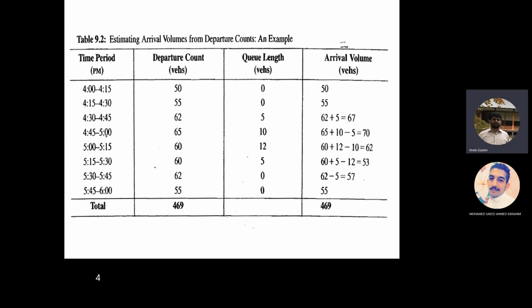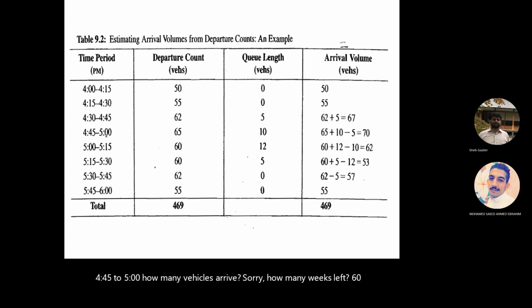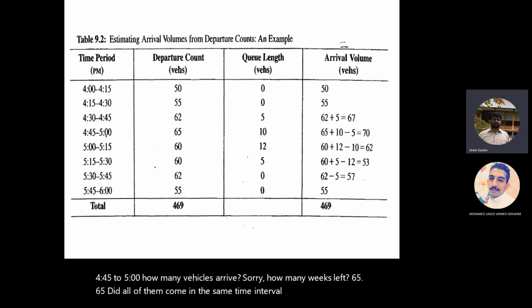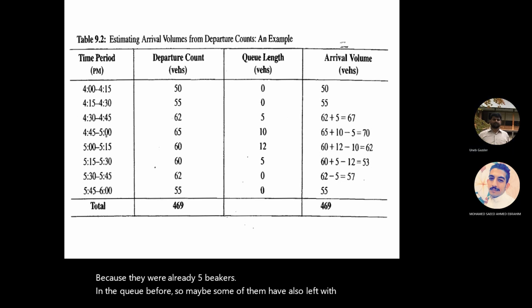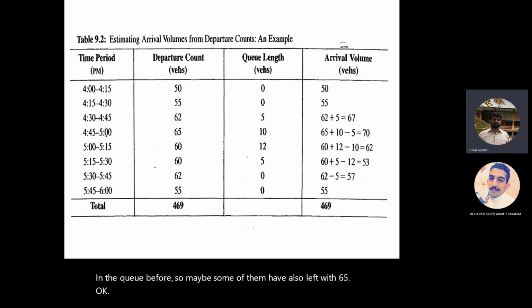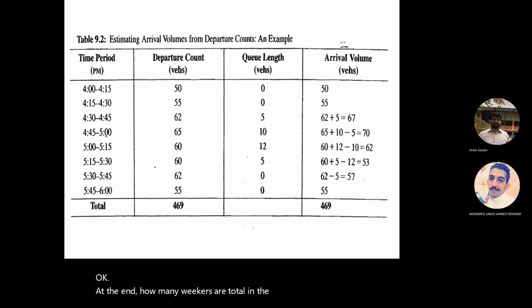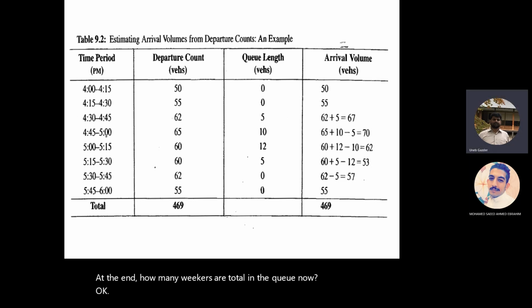4:45 to 5. How many vehicles left? 65. Did all of them come in the same time interval? We don't know, because there were already 5 vehicles in the queue before. So maybe some of those have also left with the 65. At the end, how many vehicles are in the queue now? 10. So 65 left and 10 in the queue.